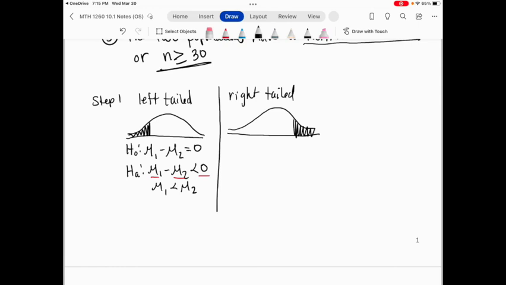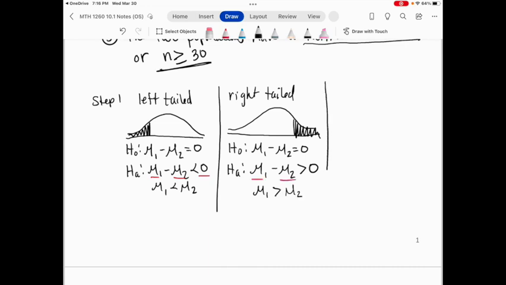Okay, if it's right-tailed, then we're going to have this situation where we're looking at our right tail. Our null hypothesis is still going to be set up that mu1 minus mu2 is equal to 0. And then the alternative hypothesis is going to be mu1 minus mu2 is greater than 0. And another way to say that would be that mu1 is greater than mu2. Because if I take the subtraction of two numbers and it's positive, then mu1 has to be bigger.